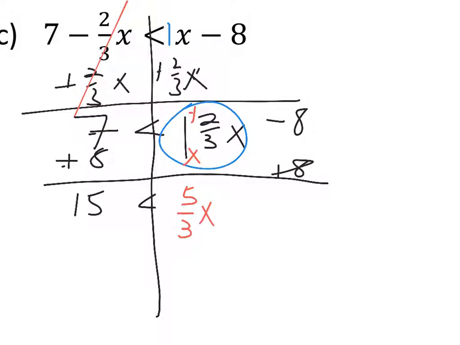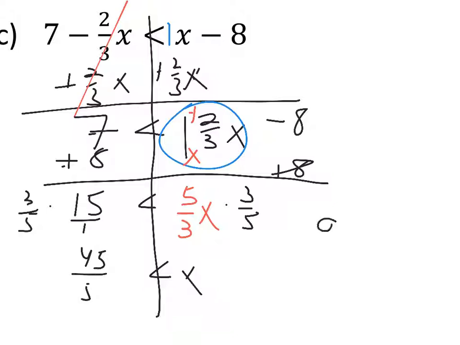Right now, I see x is being multiplied by 5/3. So I need to get rid of that. I could divide by that fraction, or the quicker way, I'm going to multiply by the reciprocal. What I do to one side, I have to do to the other. So I'm left on the right side with x, and on the left side, 3 times 15 is 45, and 5 times 1 is 5, and that reduces to 9.